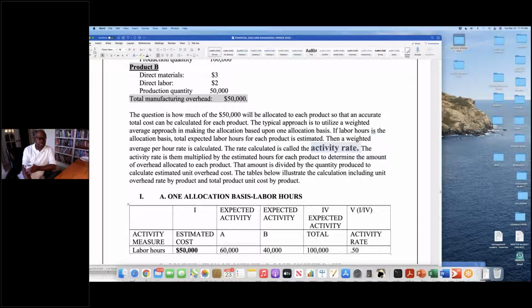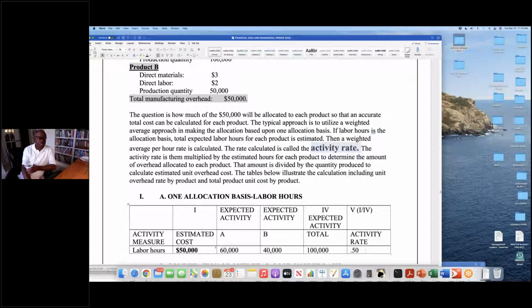And so 50,000 is this overhead. And let's assume 60,000 is the amount of labor hours in making book A. 40,000 is the amount of labor hours in making book B. So 60,000 and 40,000. I'm going to add these two numbers together, and so total hours involved is 100,000. Then I'm going to divide 100,000 into the 50,000, and this gives me an activity rate, or weighted average rate, of 50 cents, something we did when we were working with weighted average inventories.